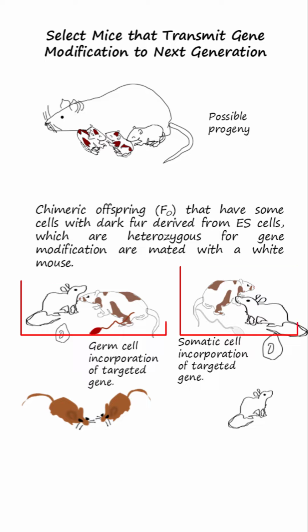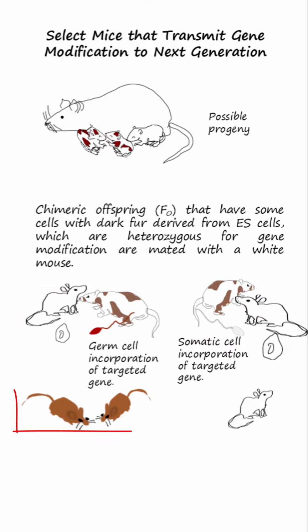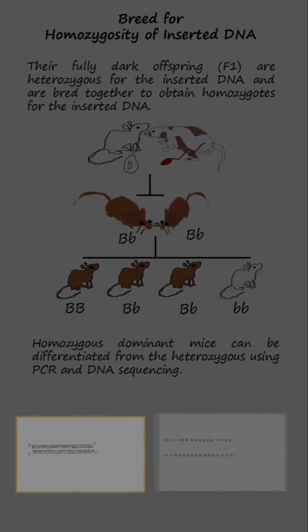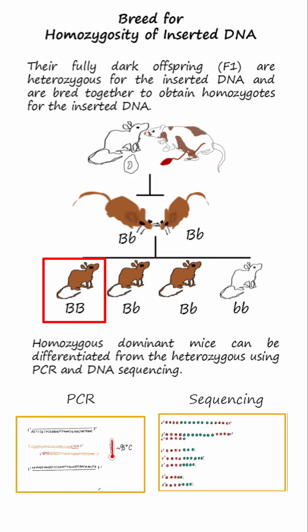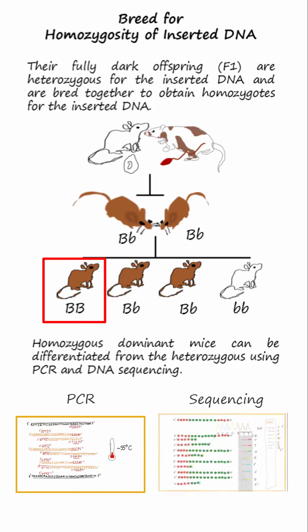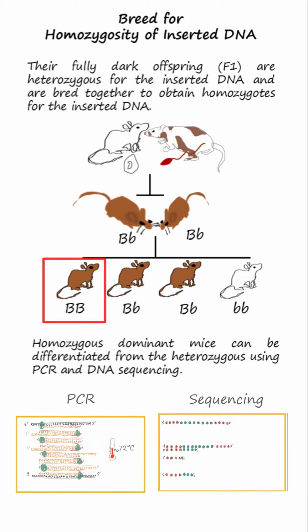Chimeric offspring that have some cells with dark fur derived from ES cells, which are heterozygous for the gene modification, are mated with a white mouse. Their fully dark offspring are heterozygous for the inserted DNA and are bred together to obtain homozygotes for the inserted DNA. Homozygous dominant mice can be differentiated from the heterozygous using PCR and DNA sequencing.